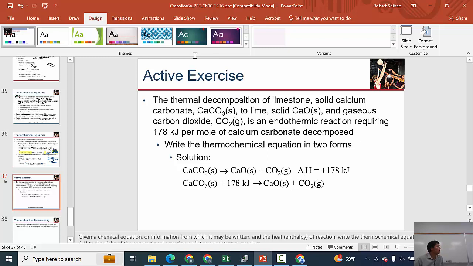So the thermal decomposition of limestone, calcium carbonate, to lime, solid calcium oxide, and gaseous carbon dioxide is an endothermic reaction requiring 178 kilojoules per mole of calcium carbonate. And so if we have 1 mole of calcium carbonate, it can decompose. This is what we call Lewis acid-base decomposition. This is not a redox decomposition.